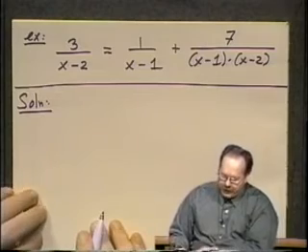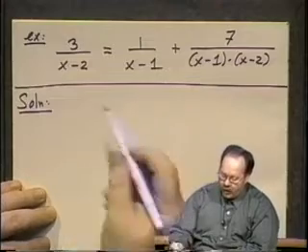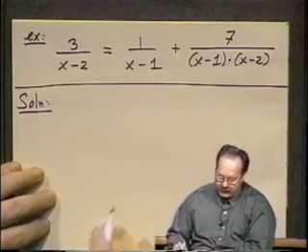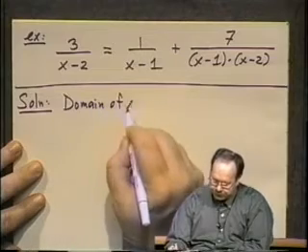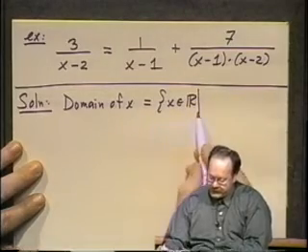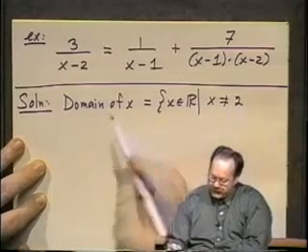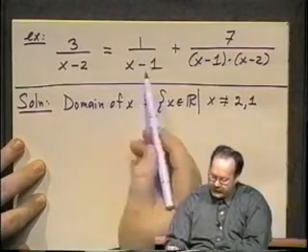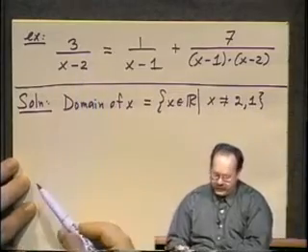Well, let's see. First of all, as always in these rational expressions, the first thing you need to do is find out where these denominators would be zero, because those are numbers that are not allowed as solutions. So first I will write down that the domain of x equals the set of all the x's in the real numbers, and that's that set builder notation I've used before, such that x is not equal to 2, because that would make these x minus 2's go to 0, and it's not equal to 1, because that would make the x minus 1's go to 0, and either one of those going to 0 would cause division by 0, which we won't allow.